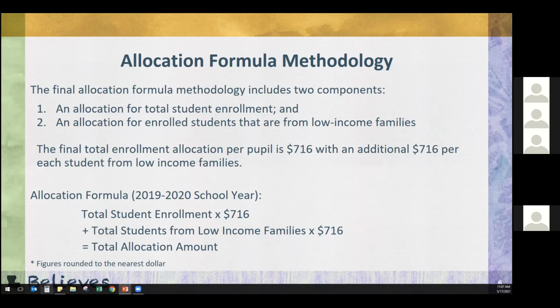If you were to look at that in its mathematical equation laid out at the bottom here, again, a reminder, 2019 through 2020 school year information is what we used to determine this final allocation amount. Total student enrollment for 2019 to 2020 times $716, plus total students from low income families times $716 would be the total allocation amount. I mentioned this last time, but for everyone's awareness, these figures have been rounded to the nearest dollar. So if you log in and see that final allocation spreadsheet and you notice it's slightly off, it could just be due to rounding.